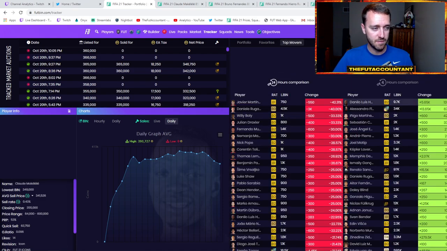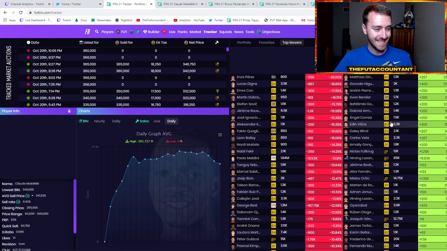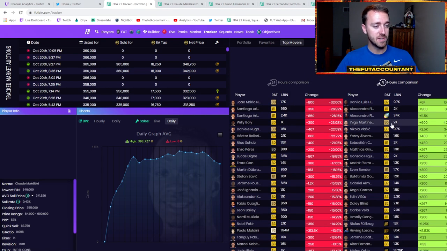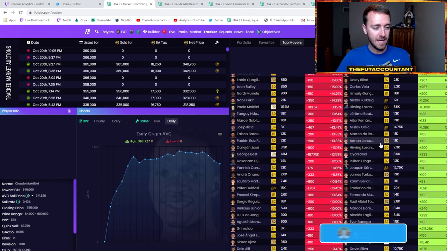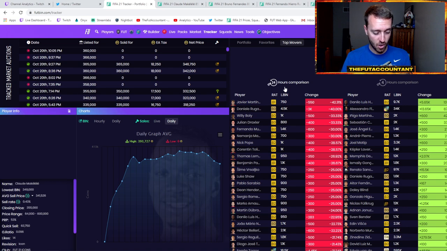And then top movers is very interesting as well. A 4 hour or 24 hour comparison. This was only available on the actual iPhone app before, but now it's available on FUTBIN desktop as well. This is a place where you can see the cards that have gone up the most and gone down the most in terms of percentage value in those two time periods. So it's very interesting to see some of these cards.